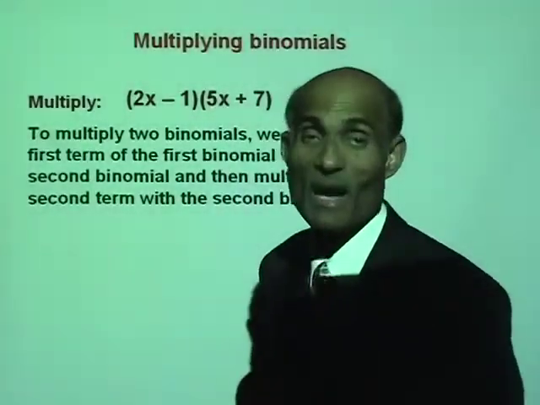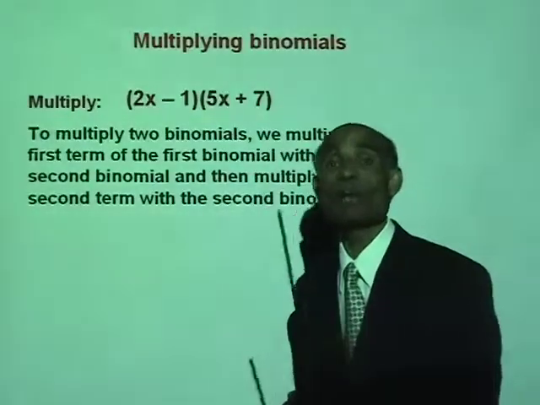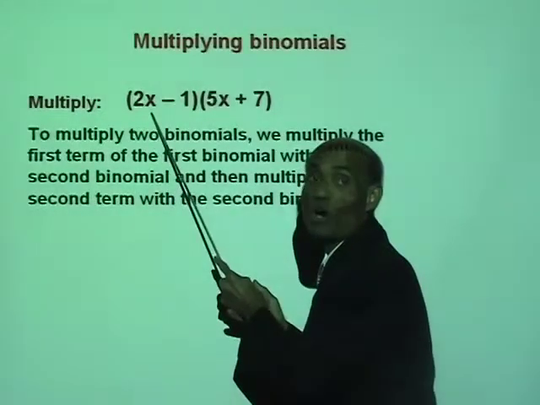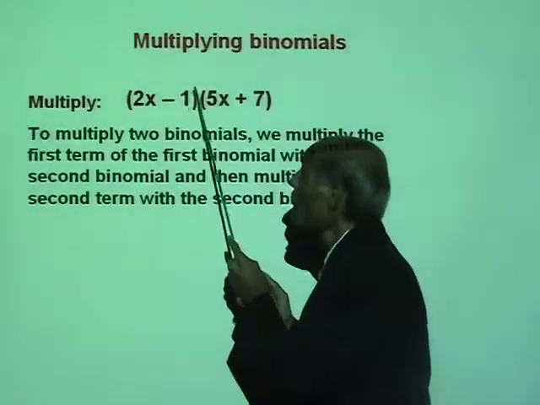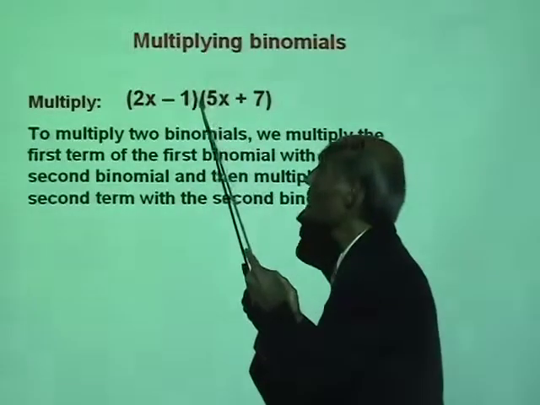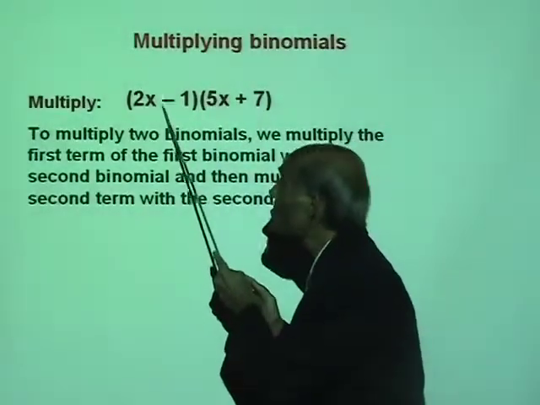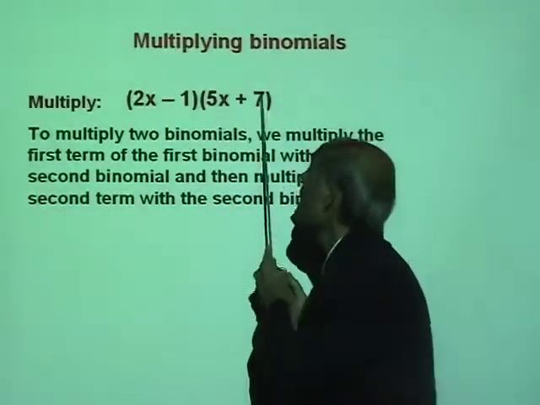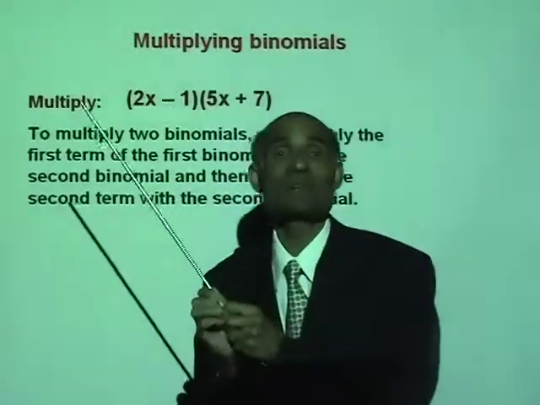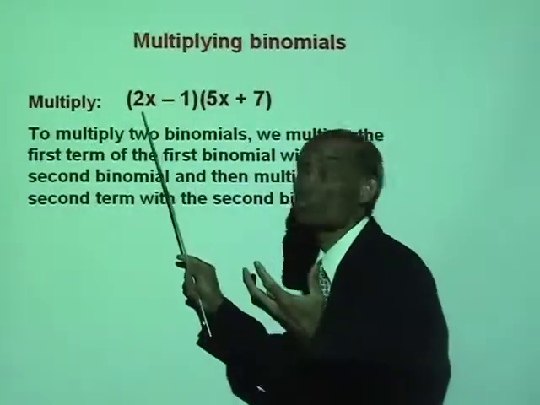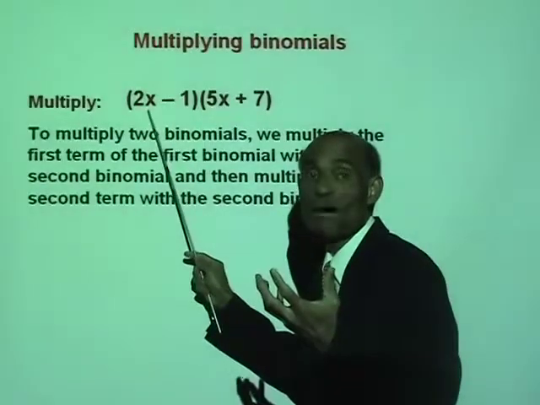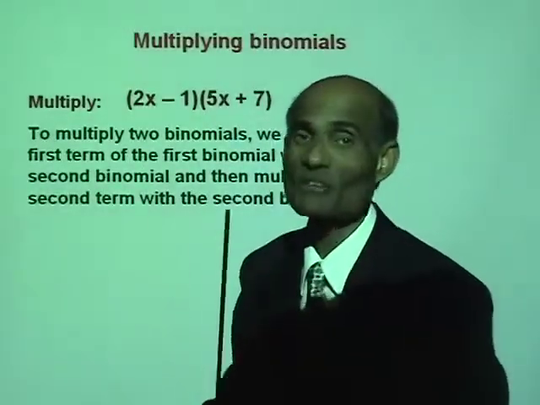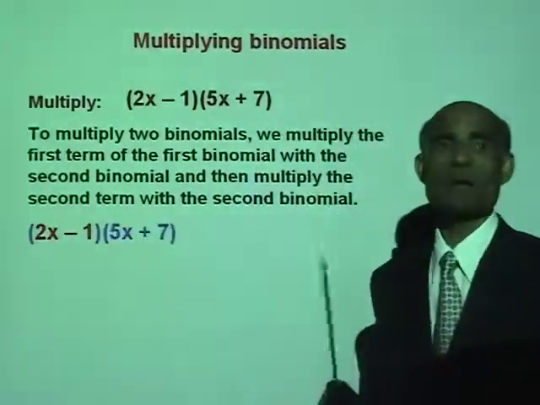So one more time, how do we multiply a binomial with a binomial? What we do is take the first term of the first binomial and multiply it with the second binomial, and then take the second term of the first binomial and multiply that also with the second binomial. In other words, each of the terms in the first binomial is multiplied by the second binomial. I don't know whether you understood it. Let me show you how that looks.